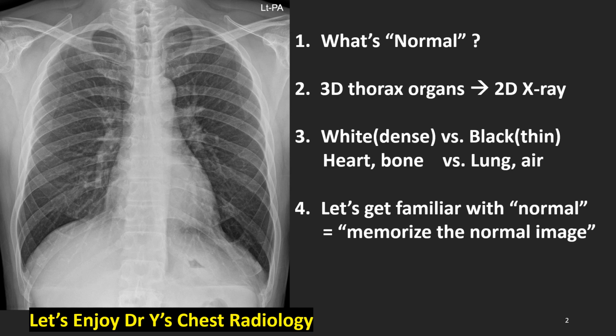Third, white, dense areas are X-ray attenuating more, observing organs such as heart or bone, and black, thin areas are lung or air, which means they attenuate less X-ray, less observing organs. And 4, let's get familiar with normal chest X-ray image. That means we should memorize the normal image in our brain.